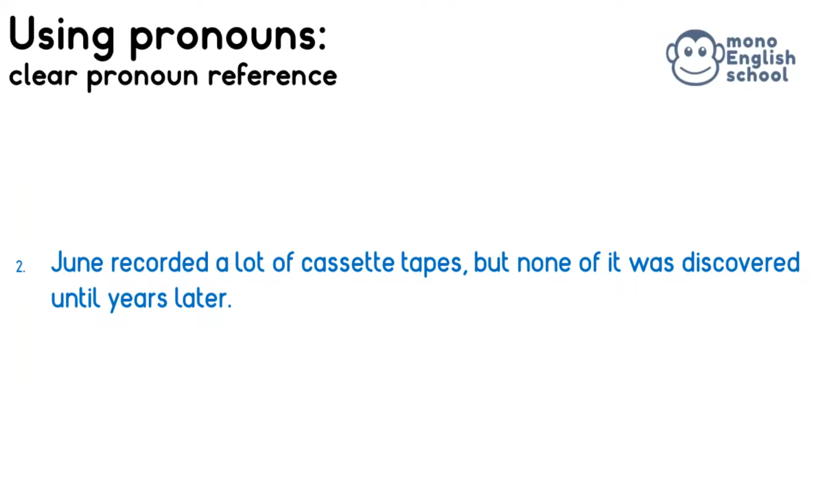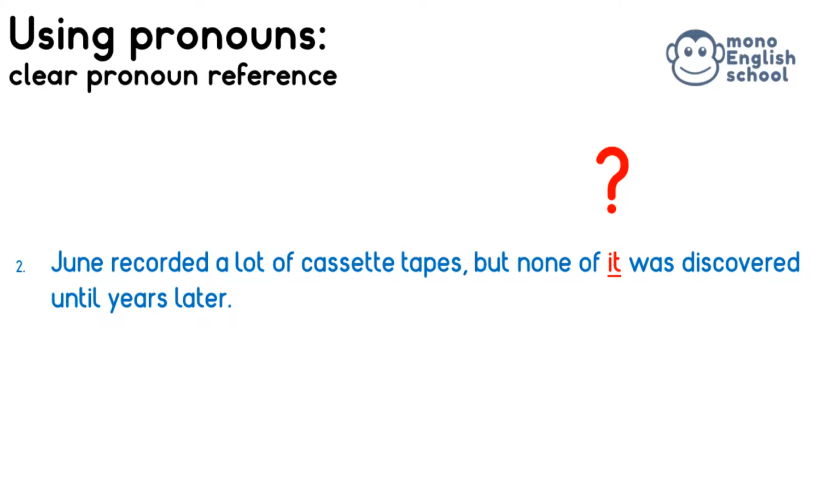On to our second example. June recorded a lot of cassette tapes, but none of it was discovered until years later. Again, it is the pronoun, in this sentence it, that creates an error. This is an example of a weak pronoun reference. What exactly does the pronoun it refer to?